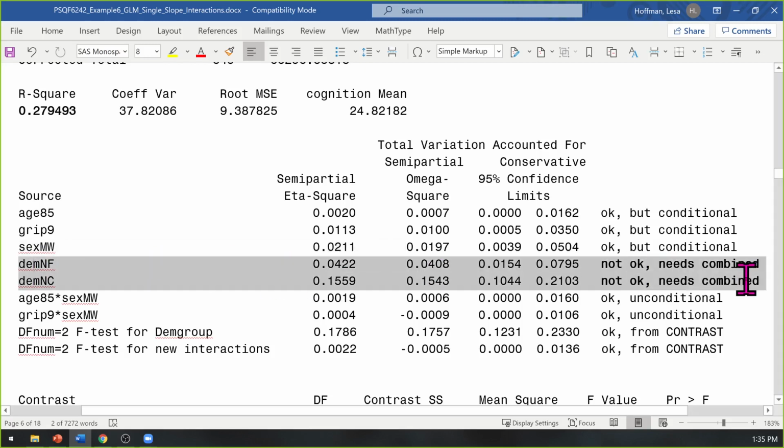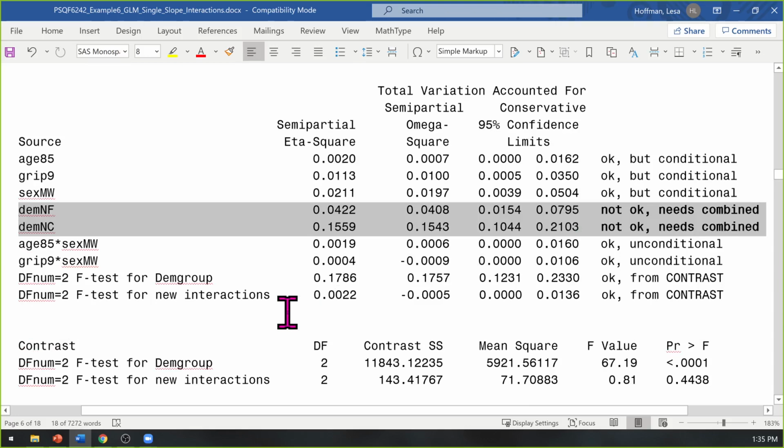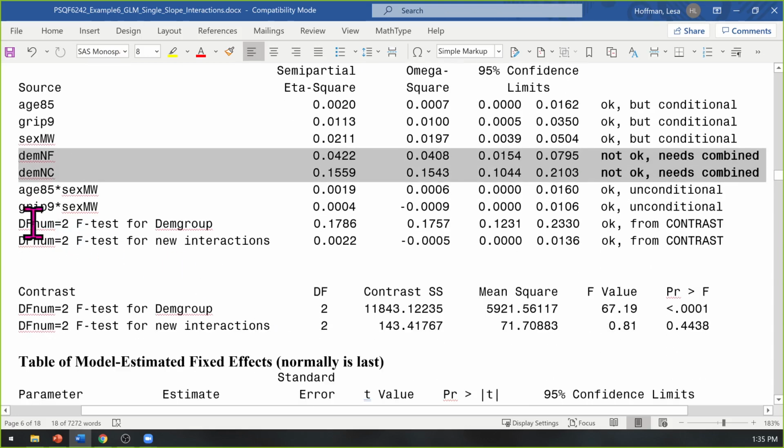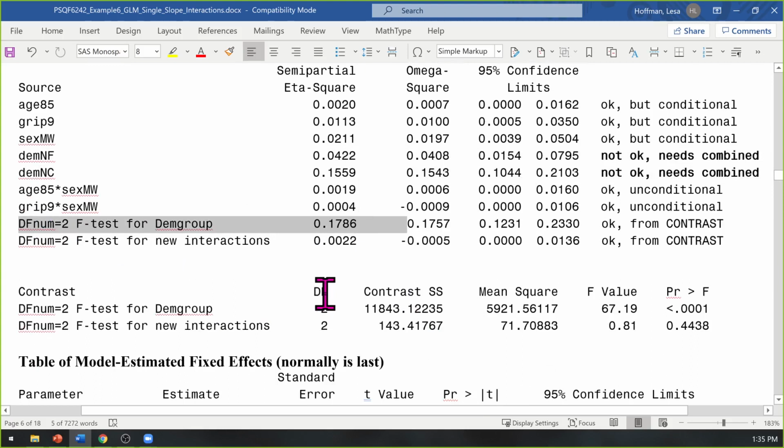These are the two that we have to be careful with. The dementia group contrasts are not independent. And so their semi-partial eta squares cannot be used directly. We have to combine those. And so that's why I asked for this right here that does so. So in SAS, you can use contrast to not only lump two slopes together, but to get an effect size for that lump, so to speak. So the proper way to report semi-partial eta squared for a categorical variable that is represented by multiple slopes is from lumping those multiple slopes together.